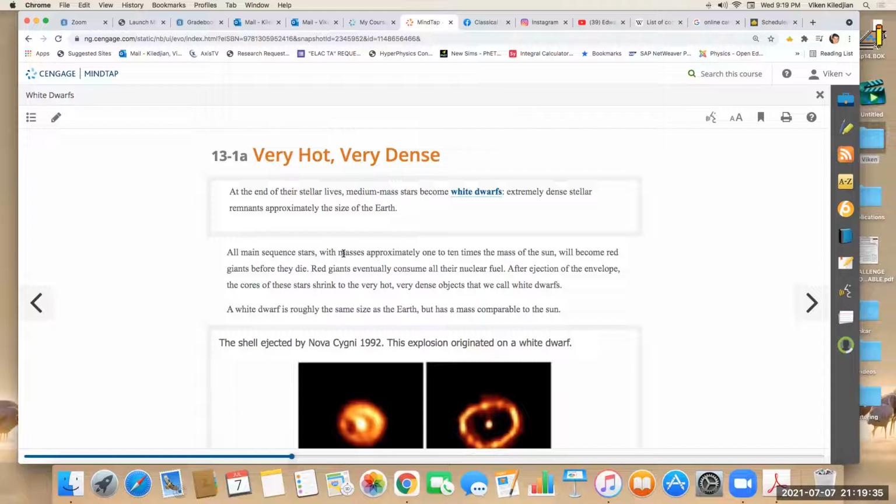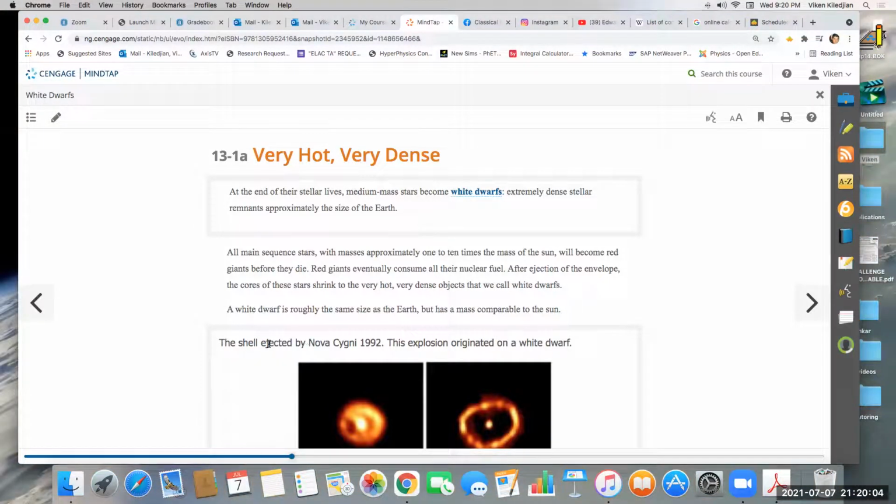All main sequence stars with masses approximately 1 to 10 times the mass of the sun will become red giants before they die. Red giants eventually consume all their nuclear fuel. After ejection of the envelope, the cores of these stars shrink to the very hot, very dense objects that we call white dwarfs. A white dwarf is roughly the same size as the Earth, but has a mass comparable to that of the sun. The shell ejected by Nova Cygni.